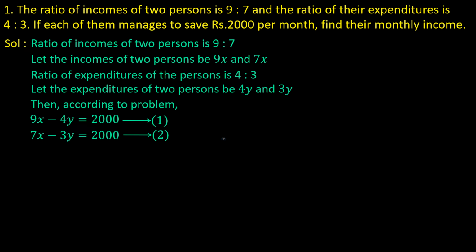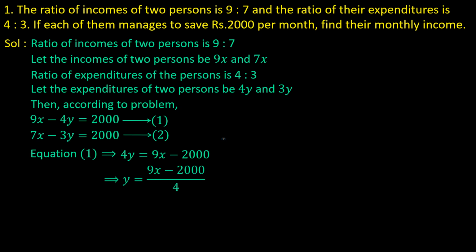Now for understanding, we are going to solve these two equations in both the methods, that is the substitution method and the elimination method. So let's solve these two equations in the substitution method. In the substitution method, we express one variable in terms of the other variable. So from equation 1 we can write 4y is equal to 9x minus 2000, and from that we can write y is equal to (9x minus 2000) by 4. And now we substitute this value in equation 2.